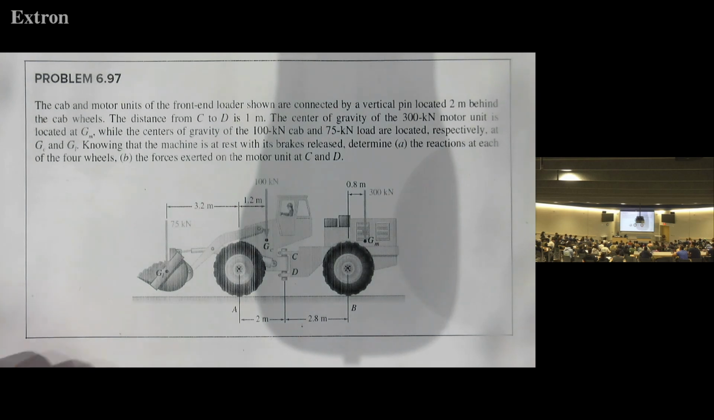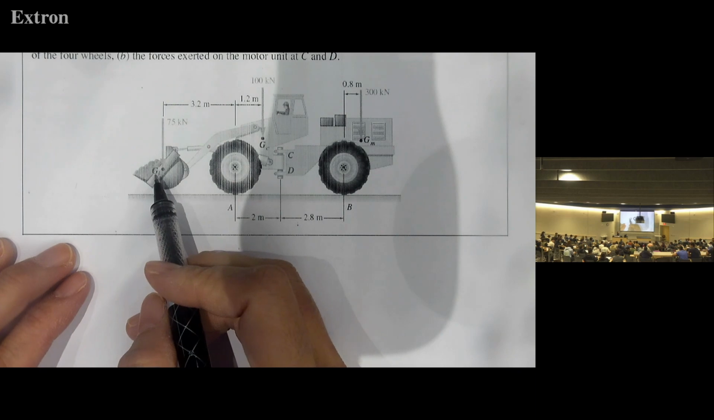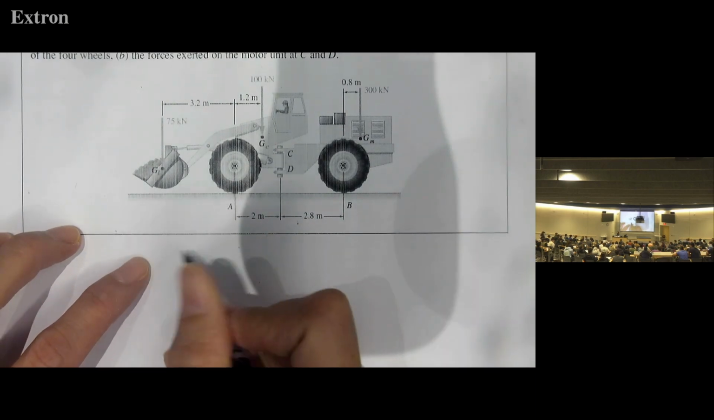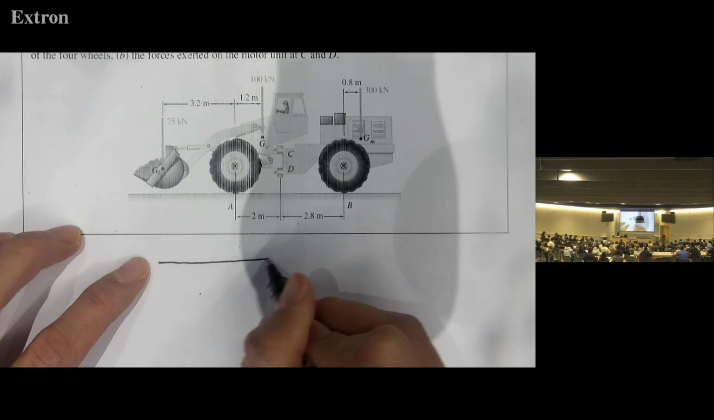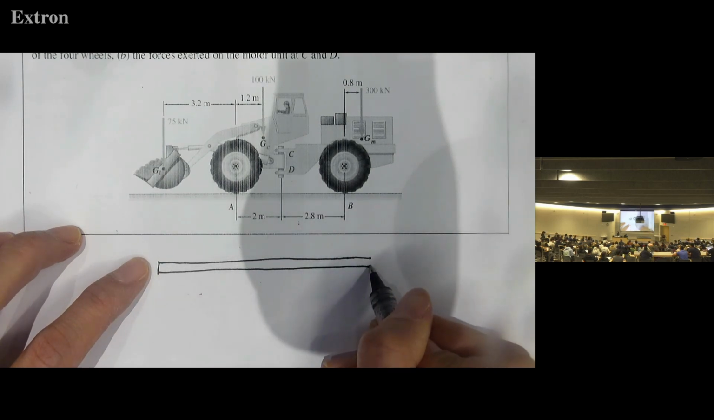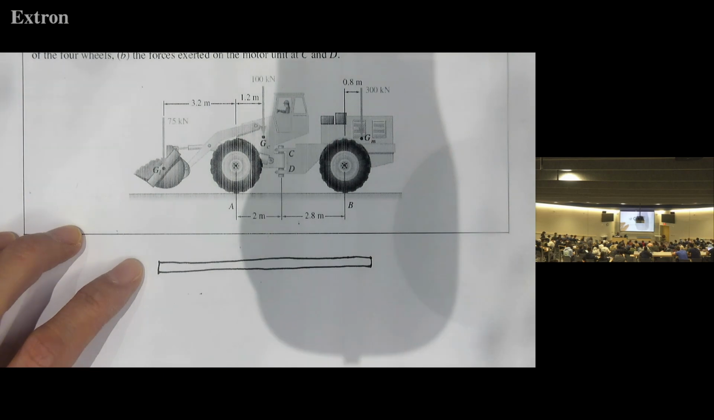How can we simplify? So I will use extreme simplification for this machine problem, and I just use one beam or one linear element like this. I deleted everything. It's a machine, but just a member, a linear member.